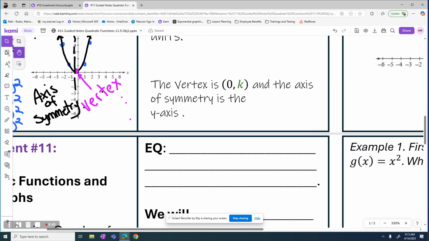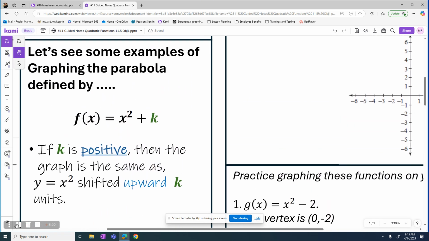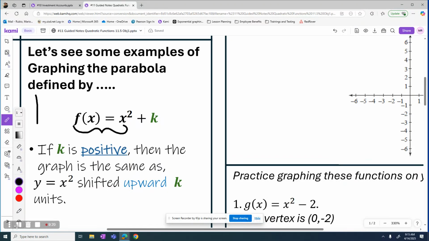All right. Here's some more definitions. Now we're on this little section that says, let's see some examples of graphing the parabola defined by f of x equals x squared. Now remember, we have our x squared. We know what this parabola looks like. We just graphed it. Now we're going to have this plus another constant, another number, okay? So all it's going to be is we're going to do the same steps. We're going to substitute numbers in, but now we're just going to have to do an extra little addition, okay?